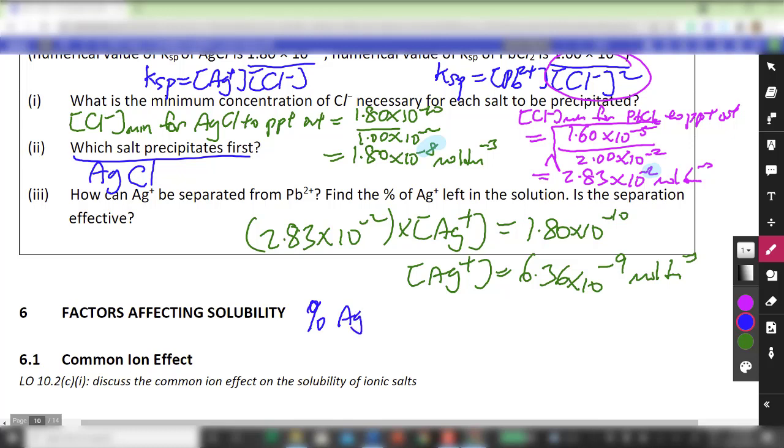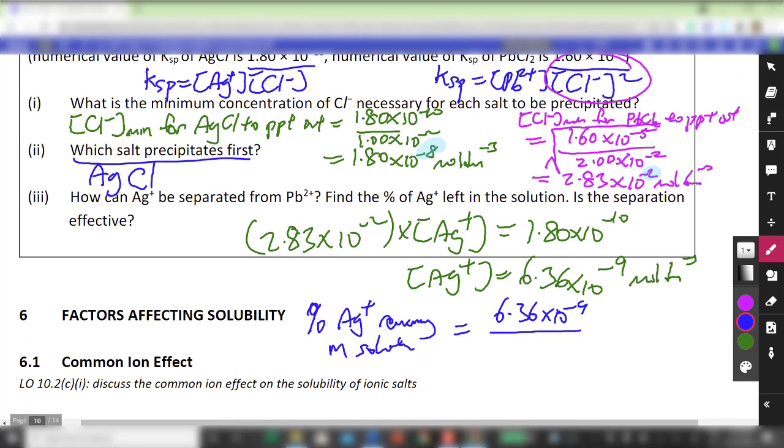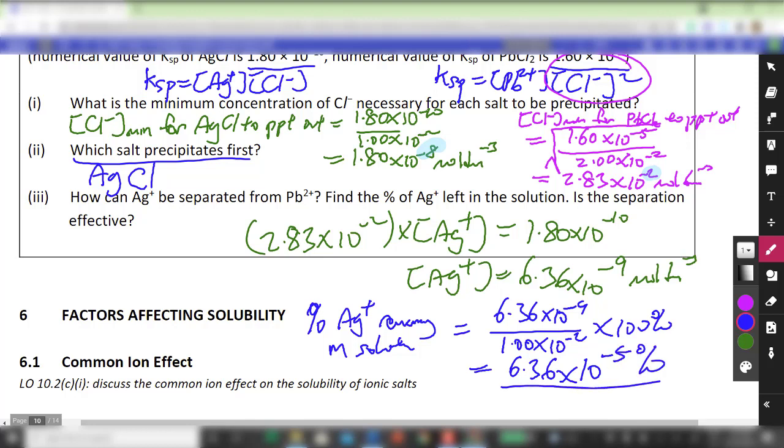So the percentage of silver plus remaining in the solution is actually equals to 6.36 times 10 to the power minus 9 divided by 1.00 times 10 to the power minus 2, times 100%. So I'm going to get 6.36 times 10 to the power of minus 5%. Yeah, and this is an excellent separation because it's close to 100%.